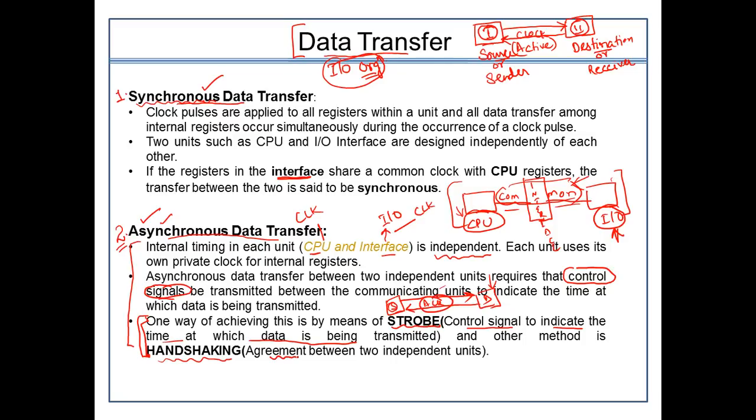Usually it is an agreement between the two different units that the sender has sent the data and the receiver has also received the data. Always in the case of handshaking, there is an acknowledgement signal sent by the destination, saying that it has taken the data which has been sent by the sender. So let's start understanding these two control signals in more detail.